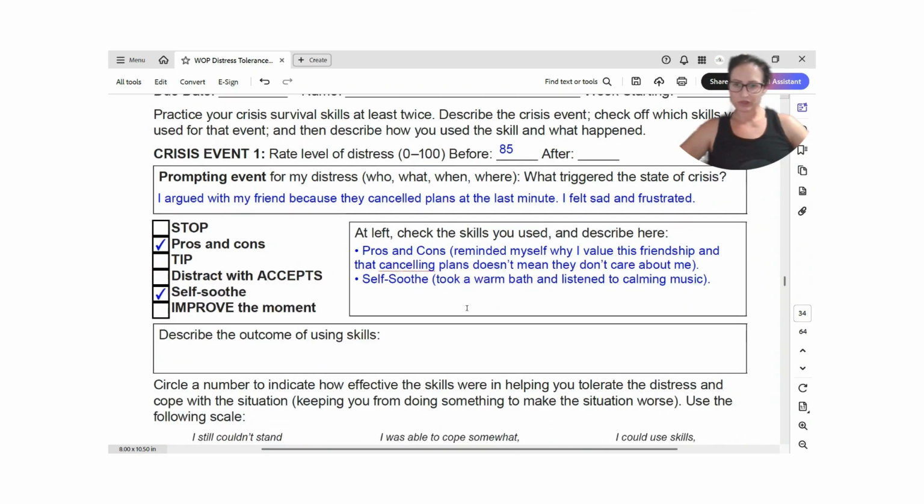Next, we want to describe the outcome of using those skills. So maybe the skills helped you to lower your distress, maybe they prevented you from acting impulsively. And here I've written that as a result of using pros and cons and also self-soothing, I was able to avoid lashing out, and also my friend apologised and explained why they cancelled. It helped me to feel a lot less frustrated.